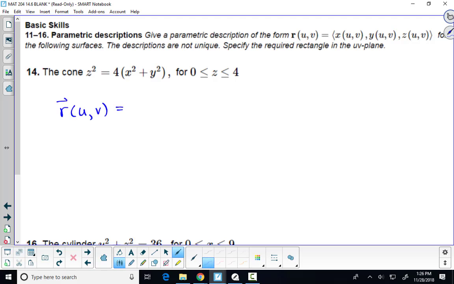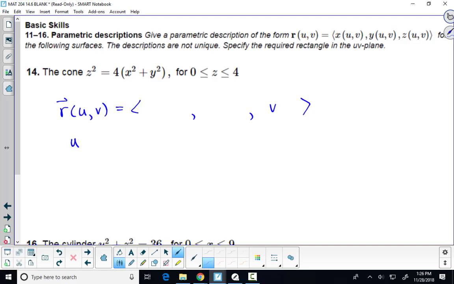So we know that it's a function of two variables. It's a vector-valued function of two variables. It's a vector function. We know there's going to be three components. Give myself lots of space. And I see up here that z is going to go 0 to 4. So I'm just going to say, let's let v be z and see what happens.